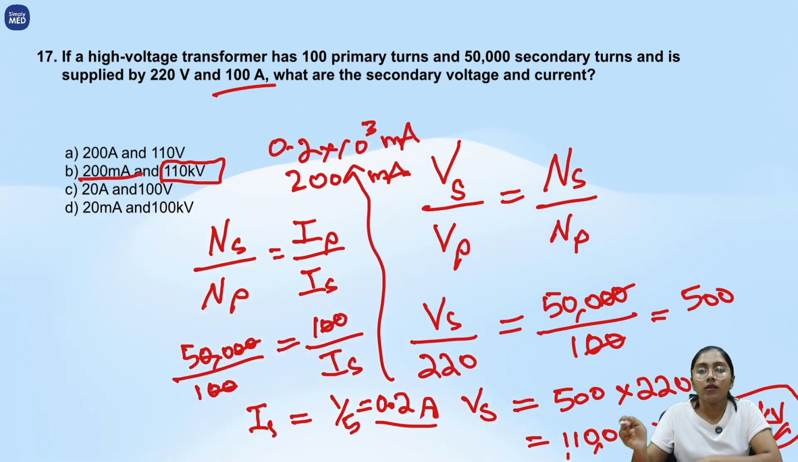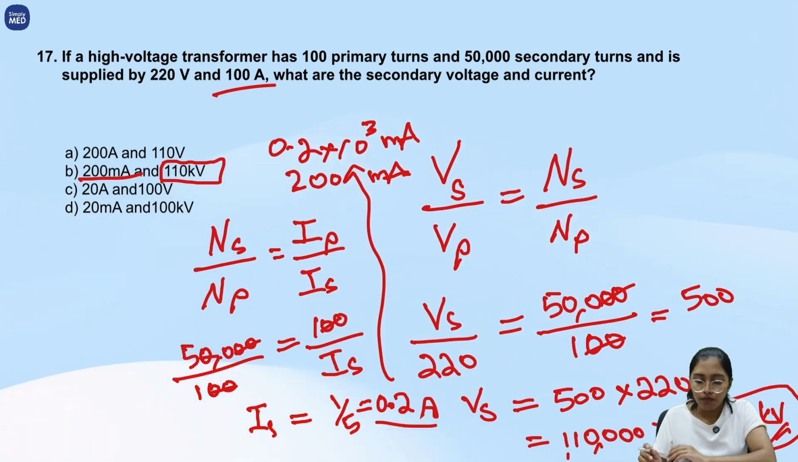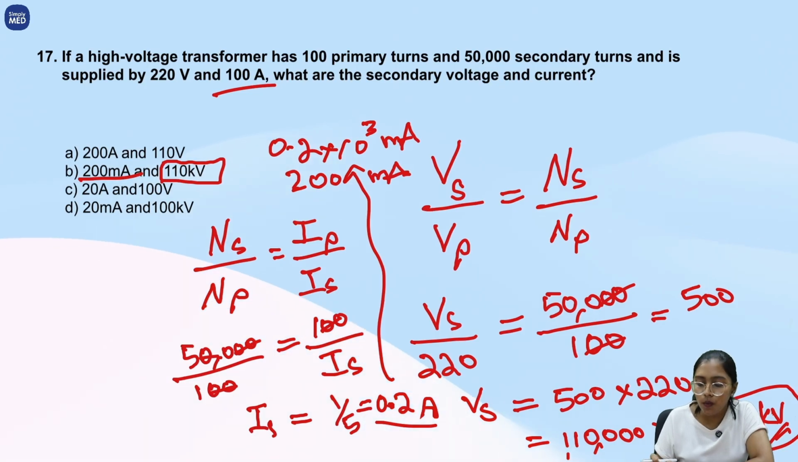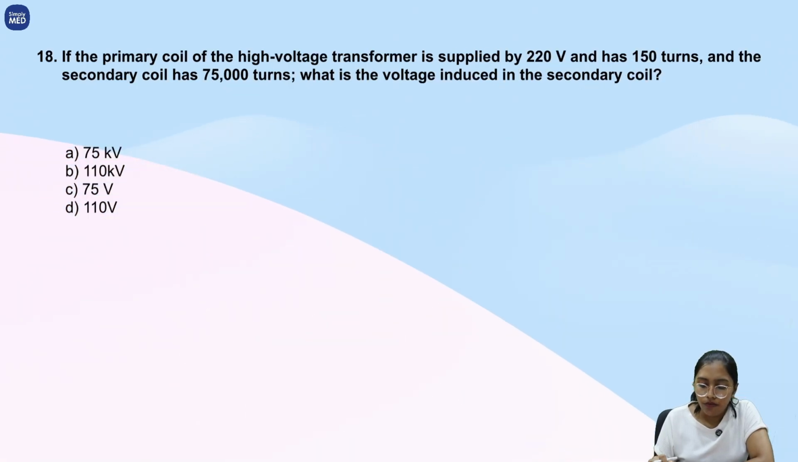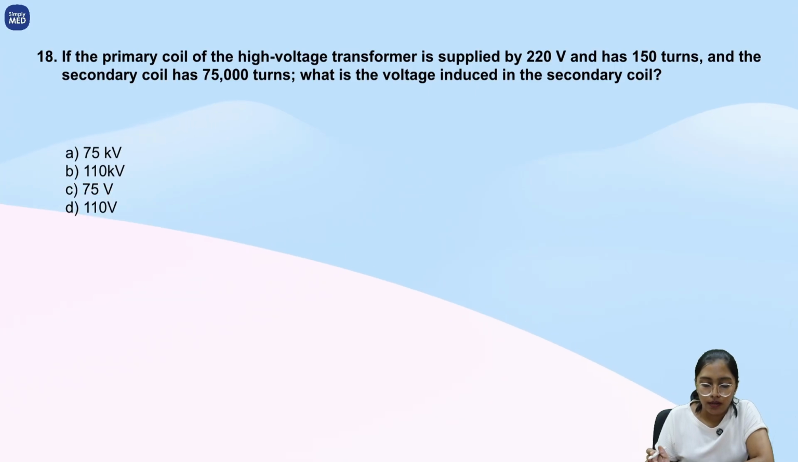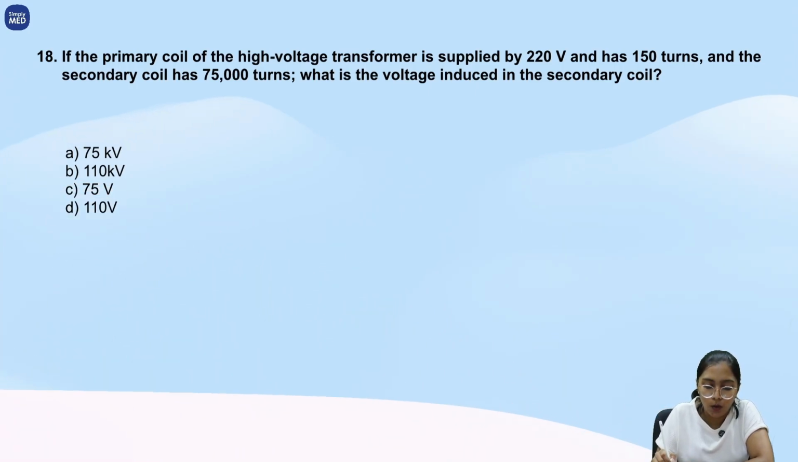Okay. So the equation is Vs by Vp equal to Ns by Np is equal to Ip by Is. Okay. Voltage is directly proportional and current is inversely proportional. Okay. So that's the transformer law. Let's see one more from the same type and make it thorough.